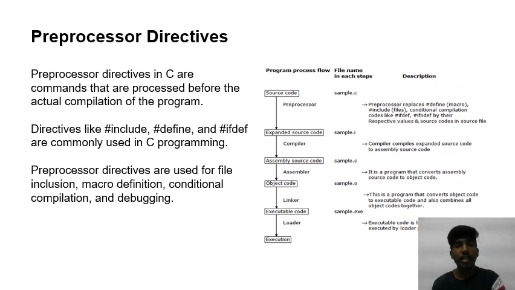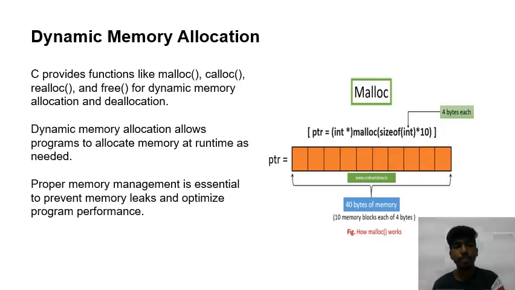Preprocessor directives. Preprocessor directives in C are commands that are processed before the actual compilation of the program. Directives like #include, #define, and #ifdef are commonly used in C programming. Preprocessor directives are used for file inclusion, macro definition, conditional compilation, and debugging.